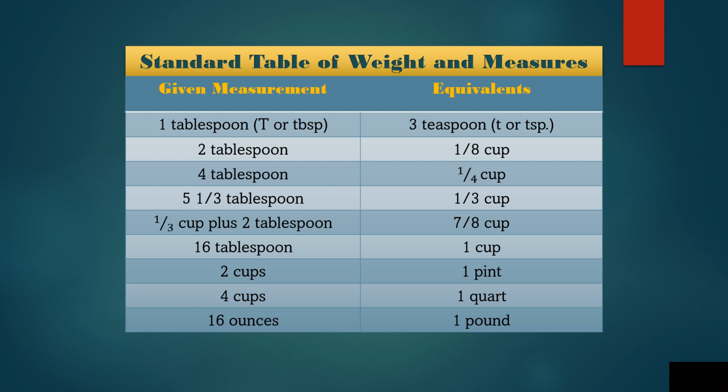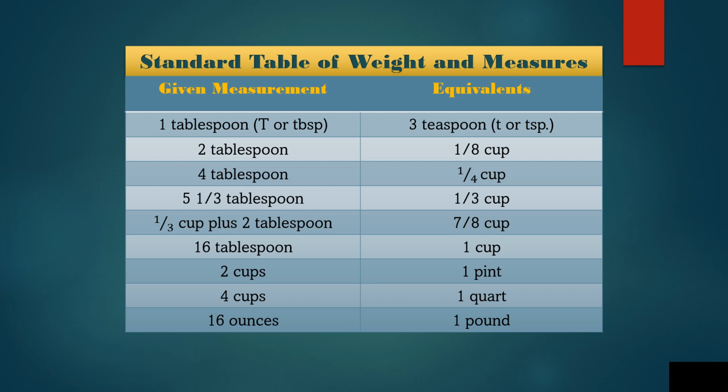Yung tablespoon is capital letter T. And then, yung teaspoon naman natin is small letter t. Okay, next tayo. 2 tablespoon is equivalent to 1/8 cup. And then, 4 tablespoon is equivalent to 1/4 cup. And then, 5 and 1/3 tablespoon is 1/3 cup. And then 1/3 cup plus 2 tablespoon is equivalent to 7/8 cup. And then 16 tablespoon is equivalent to 1 cup.